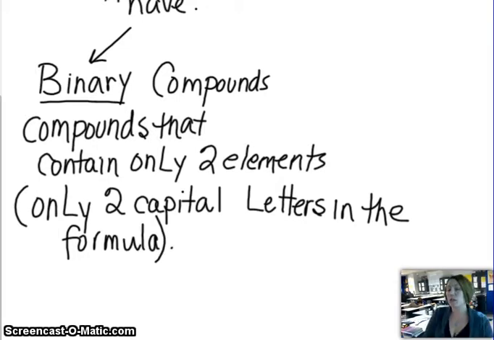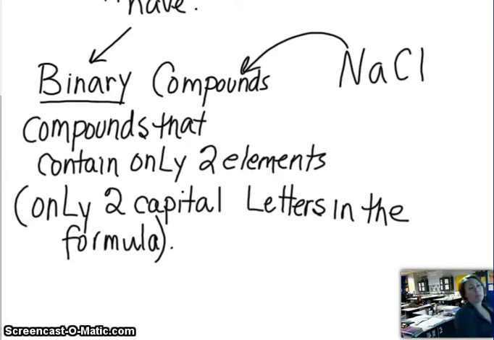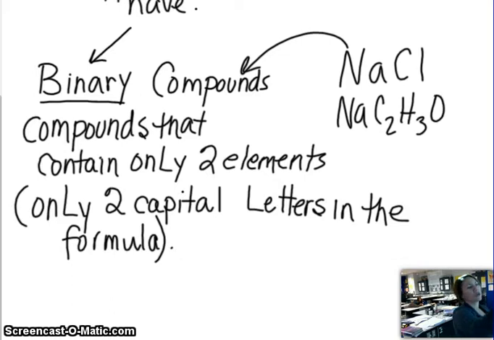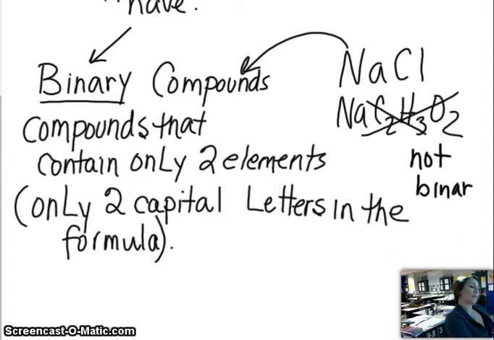For today, we're going to focus on naming only binaries. If you do have a non-binary compound, there's a different set of rules for how to name them. So we're going to focus on compounds that have only two capital letters in their formula. For example, NaCl is a binary compound. However, NaC2H3O2 is not binary. We won't be naming anything as complicated as NaC2H3O2 just yet, but we will learn how to name something like NaCl.